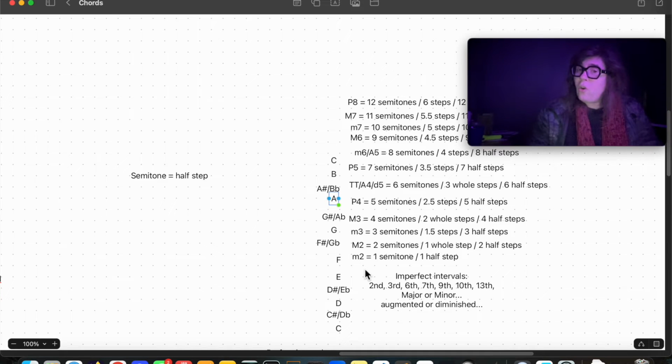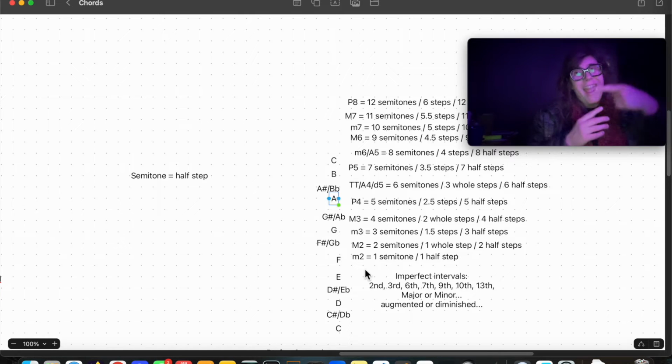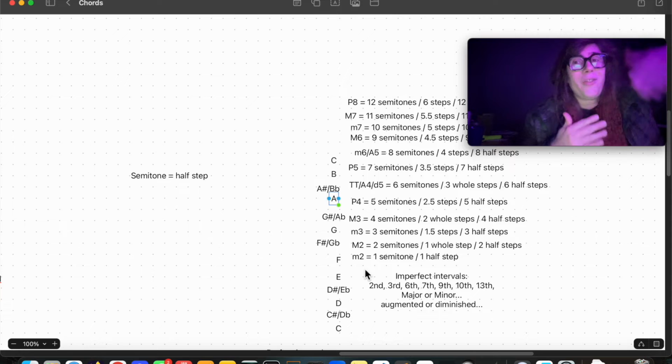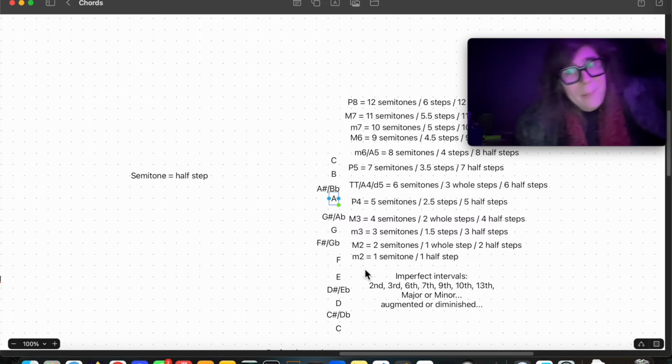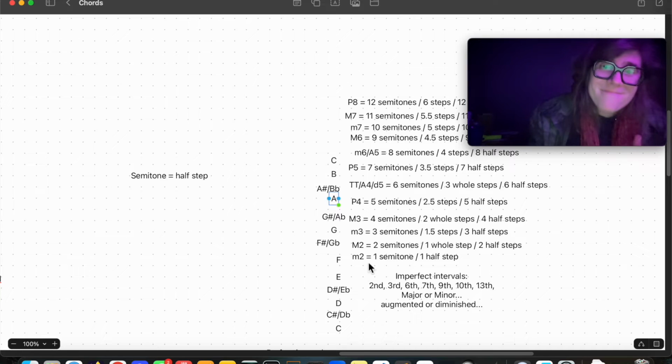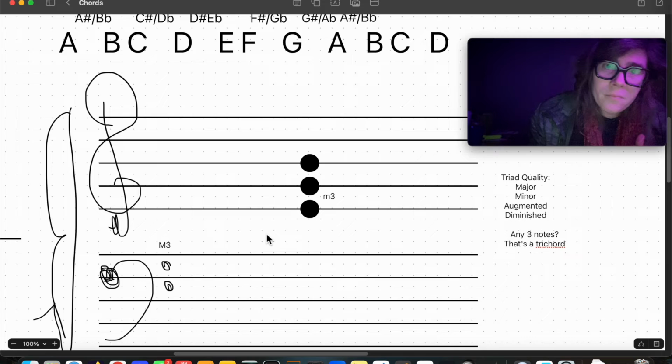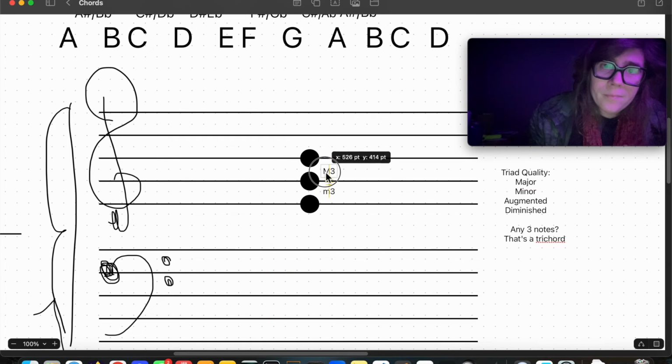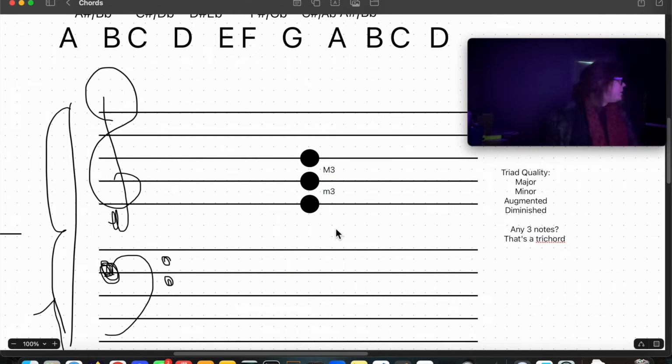Okay. So G to B. Think about it this way. G to A is a whole step, and then A to B is another whole step. Two whole steps. That's four semitones. That interval is the major third. And this chord sounds like this.